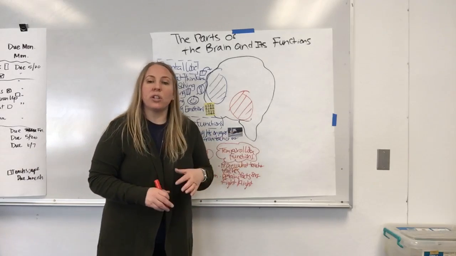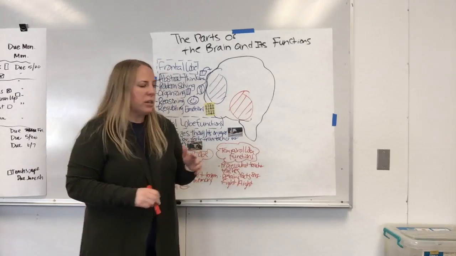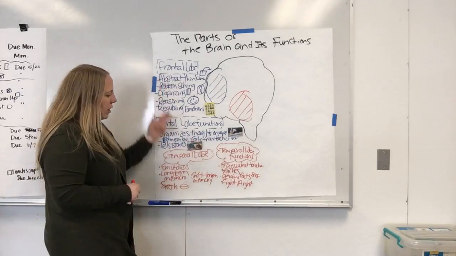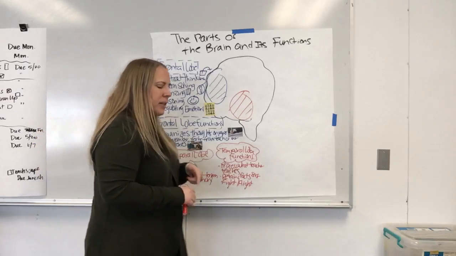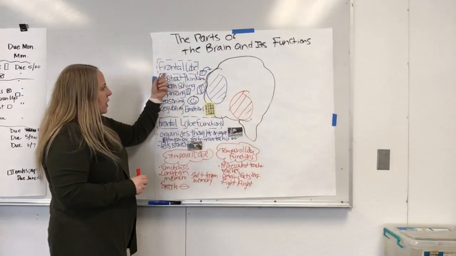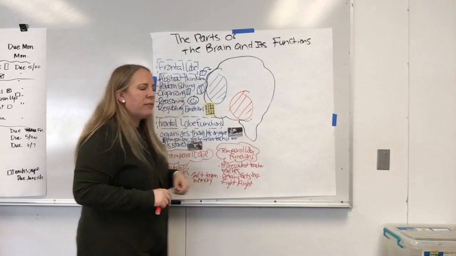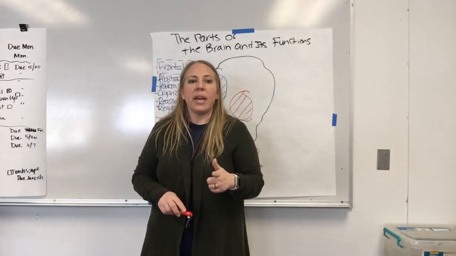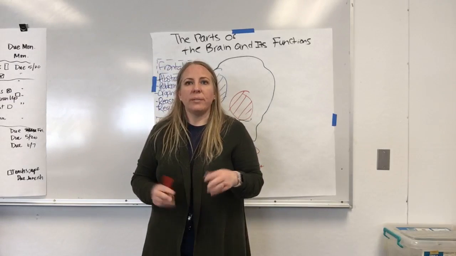So I want you to turn and talk to a neighbor. We're going to stop for a second. You're going to turn and talk to a neighbor, and you're going to compare and contrast the frontal lobe and the temporal lobe. Say that with me. Compare and contrast. Perfect. So you're going to compare and contrast the frontal lobe to the temporal lobe. We're looking for similarities and differences between the two parts of the brain. Ready? Turn and talk.